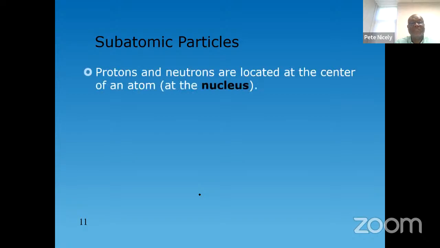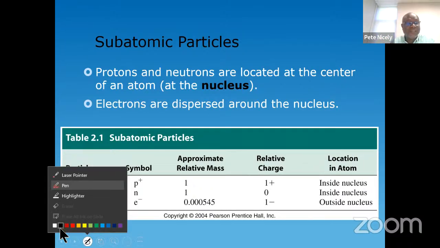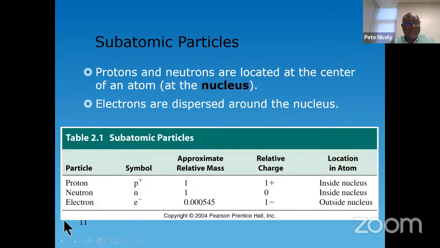Okay, let's move on to a discussion of the subatomic particles, which we talked about earlier. So by now, you should know that in any atom, you have three fundamental particles. You have the protons and neutrons and electrons. The protons and the neutrons are located in the nucleus of the atom, which is at the center of the atom. And then you have the electrons, which are dispersed around the nucleus. Now, later on, I think in chapter 7 or 8, we'll talk about how these particles were discovered. But for now, we're just going to talk about the fundamental nature of these particles.